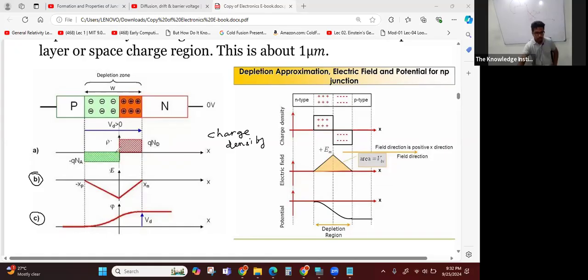Okay, at the middle, their electric field is maximum. So therefore here the gradient will be maximum because of the potential. Okay, this is the potential. You can take it as the V axis, potential, right? So here this is the VD potential, the barrier potential.